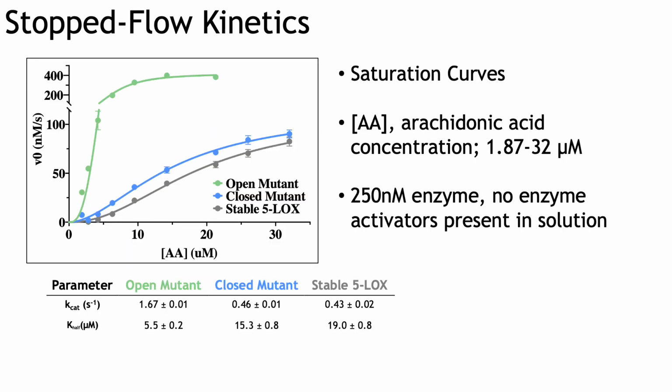Furthermore, the previous observations at one substrate concentration were reflected across many concentrations of arachidonic acid. Shown here are saturation curves for the variants. Each dot reflects the initial velocity at a specific arachidonic acid concentration. Larger initial velocities for the open mutant and conserved initial velocities for the closed mutant compared to stable 5-LOX were the result. The kcat, or product turnover number, was increased by a factor of 4 for the open mutant. Similarly, the substrate affinity, reflected by the K-half, was around 4 times higher for the open mutant, as higher affinity is associated with a lower K-half.